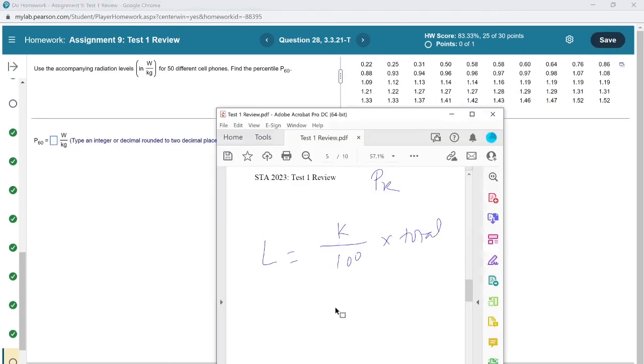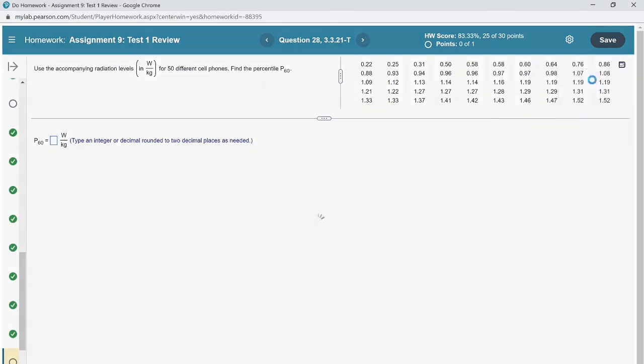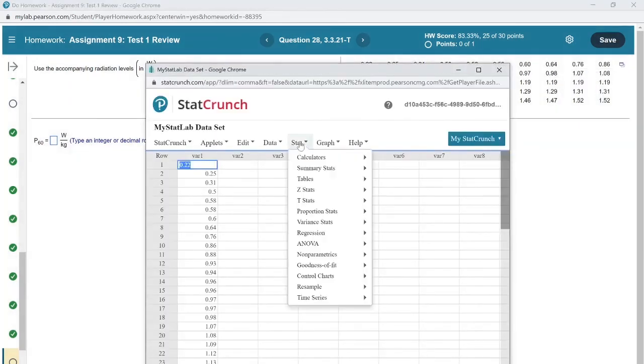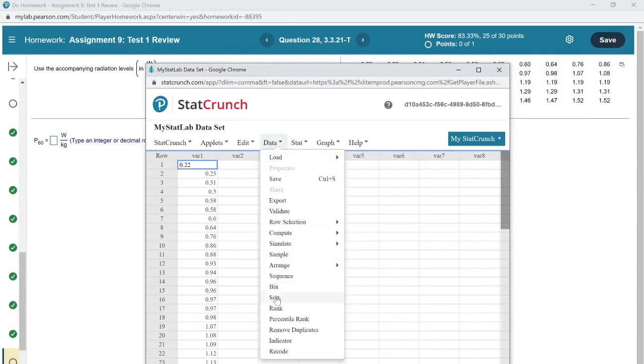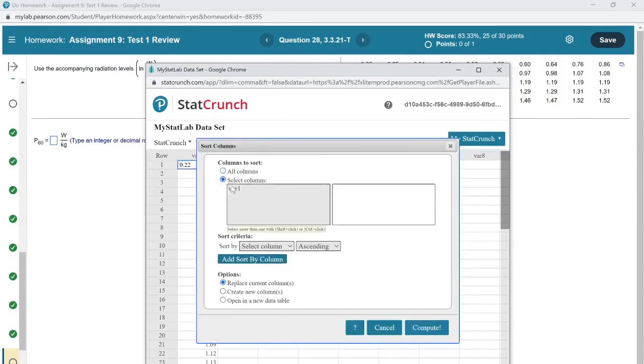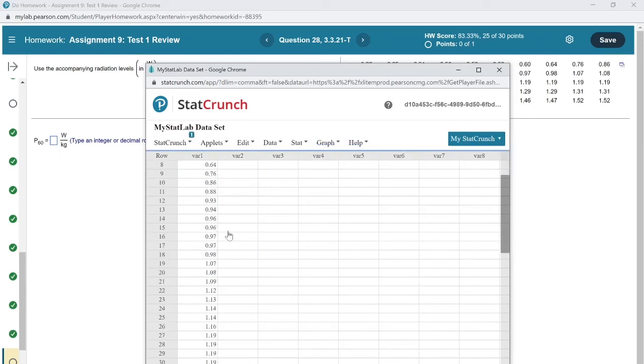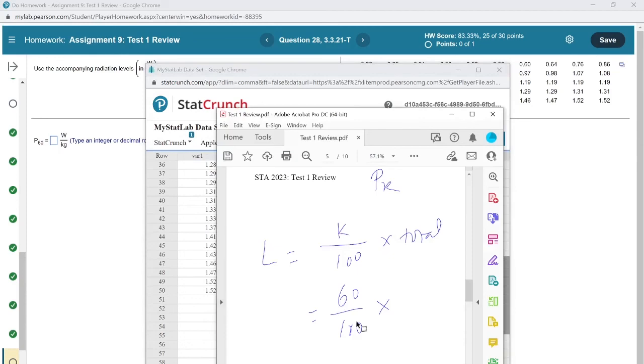In this case, it's 60 divided by 100 times the total number of data. So the total number of data, if you just copy this data in StatCrunch and then sort it. You can always sort the data. This first column, I'm sorting this. You can always use Excel or StatCrunch to sort the data. So how many data are there? 50. So it's 50.